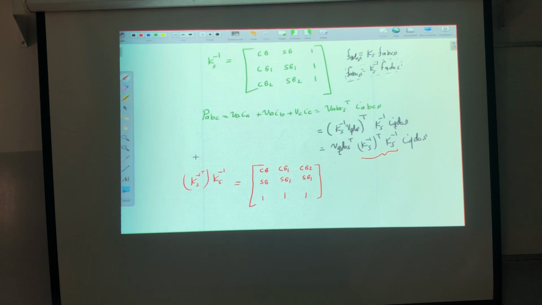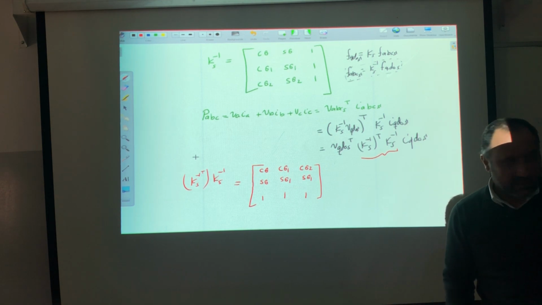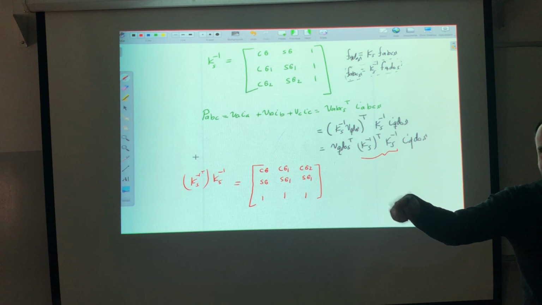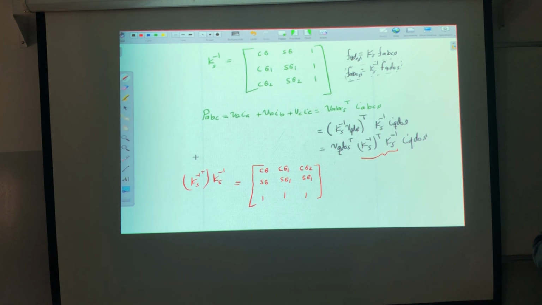Now I'm evaluating to tell you that this transformation, the 2/3 that I introduced, is not power invariant. The power in the ABC is the same as the power in the QD, but the meaning of power invariant is that VA IA plus VB IB plus VC IC is equal to VQ IQ plus VD ID. In this case, the power is preserved. But here you will see it's not. There is a factor, and this factor is due to the selection of our factor.